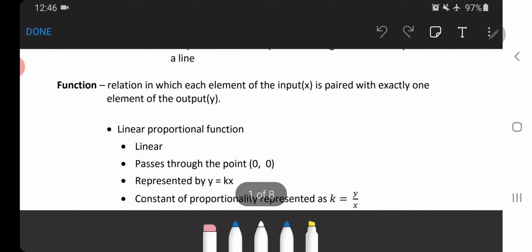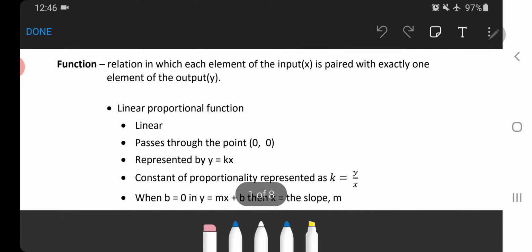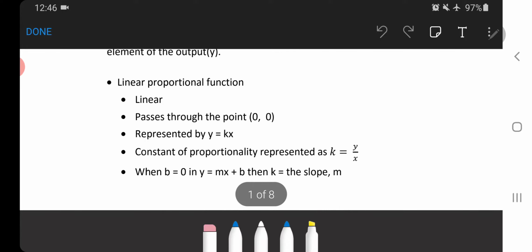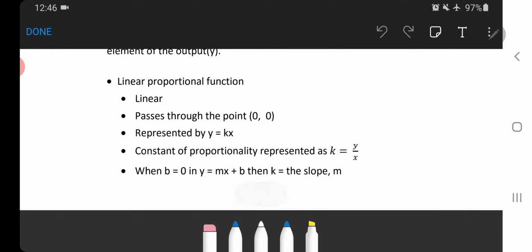Okay, a function. A function is a relation in which each element of the input is paired with exactly one element of the output, y. We have our linear proportional functions. Once again, it's linear, as defined in the sentence. If it's proportional, it passes through the point (0, 0), so when x is 0, y is also 0. It's represented by y equals kx.